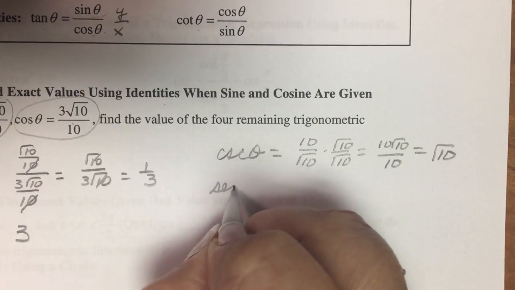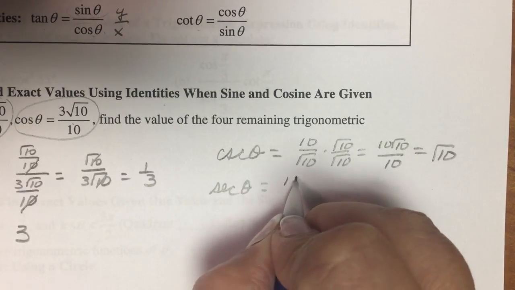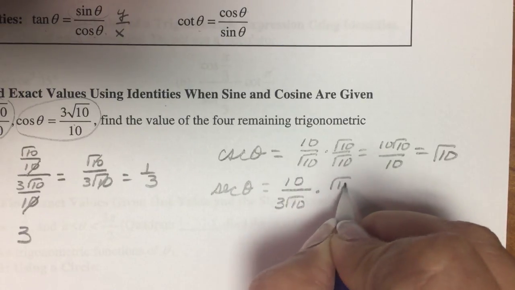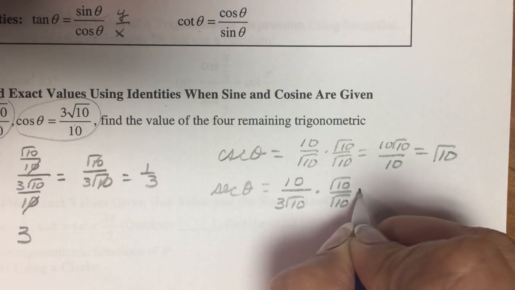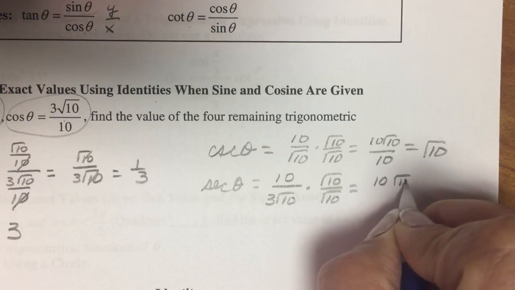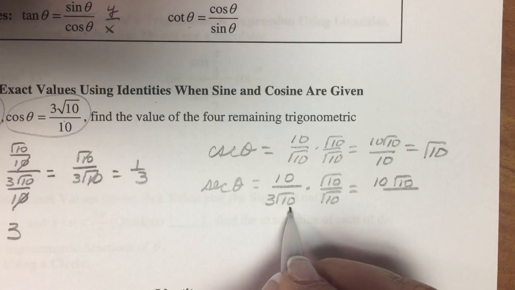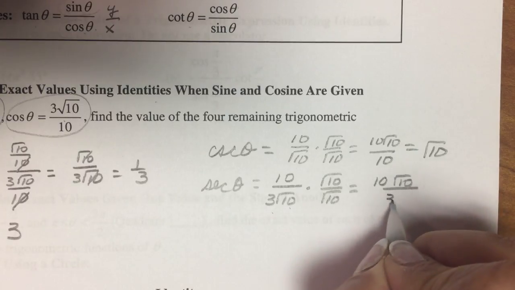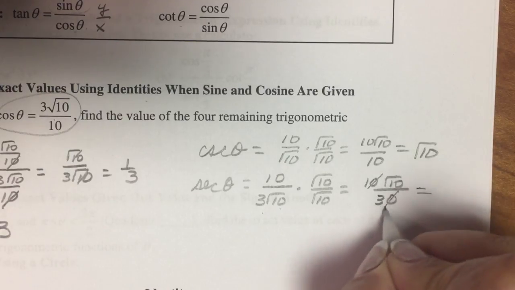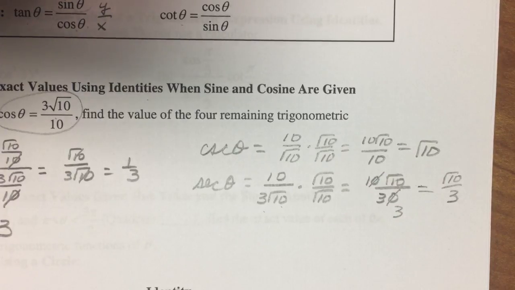And then if I quickly do the secant of theta, secant is the reciprocal of the cosine, so that's 10 over 3 root 10. Let's multiply by root 10 over root 10 to get rid of the radical. So that's going to give me 10 root 10 over root 10 times root 10 is 10, times 3 is 30. But then I can cancel this 10 into the 30, so I'm at the end going to get root 10 over 3.